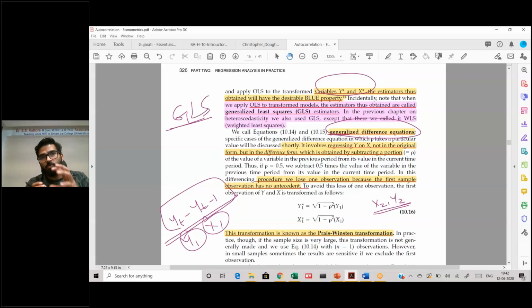If you have a very small sample, then losing a particular observation is a huge loss. So there is a transformation like this, x1 star and y1 star, which replaces the first observation. You can use the Prais-Winsten transformation to regain the first observation that you have lost.